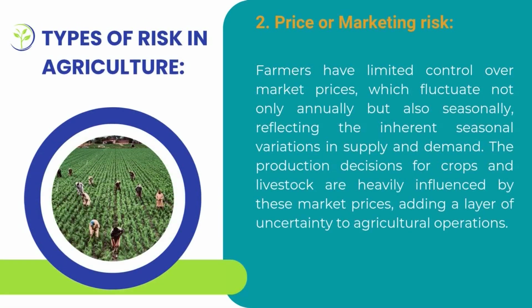Farmers have limited control over market price, which fluctuates not only annually but also seasonally, reflecting the inherent seasonal variation in supply and demand. The production decisions for crops and livestock are heavily influenced by these market prices, adding a layer of uncertainty to agricultural operations.